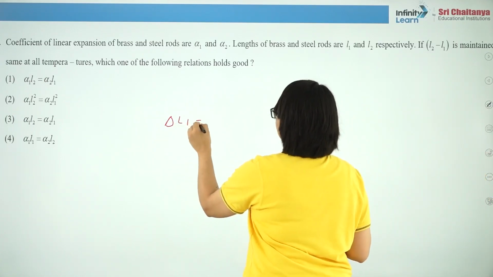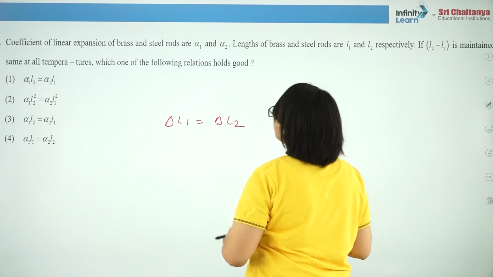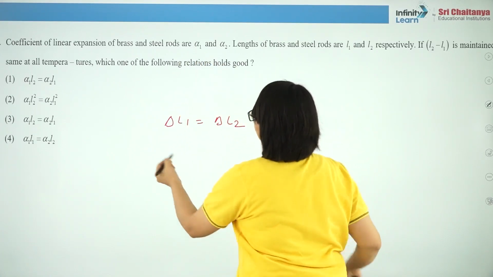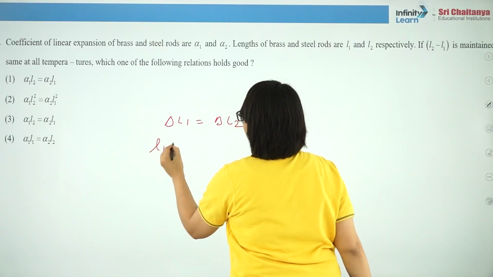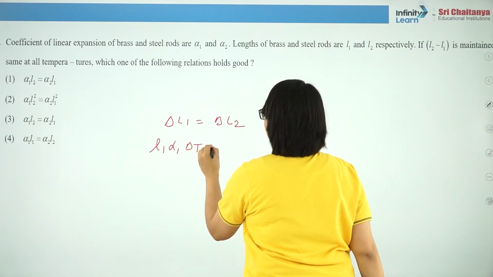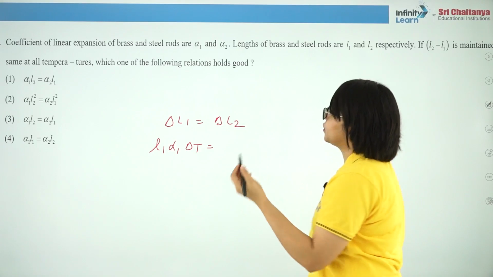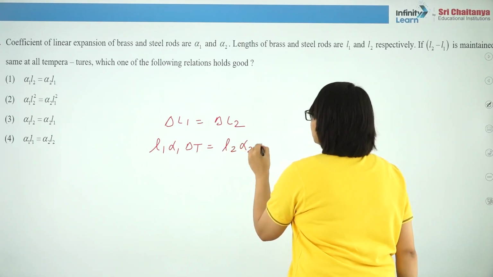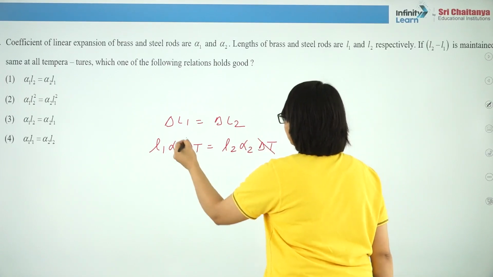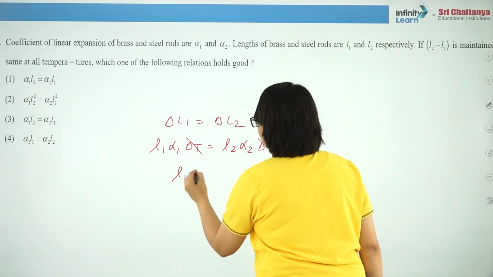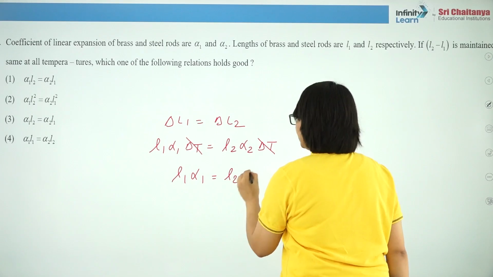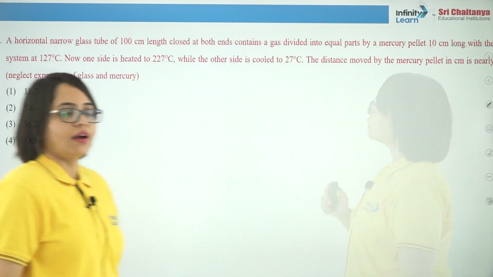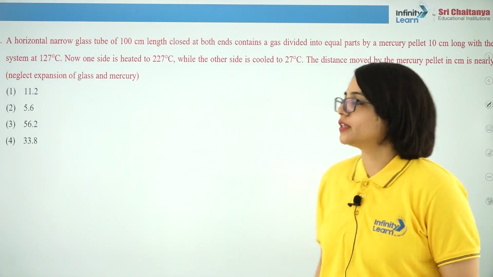Delta L1 is equals to delta L2. So, for delta L1, let us write it for brass. So, it will be L1 alpha 1 delta T, and for delta L2, it is for steel. So, it will be L2 alpha 2 delta T. Delta T will cancel each other. So, we have L1 alpha 1 is equals to L2 alpha 2, which is option 4. Now, let us discuss question number 131.